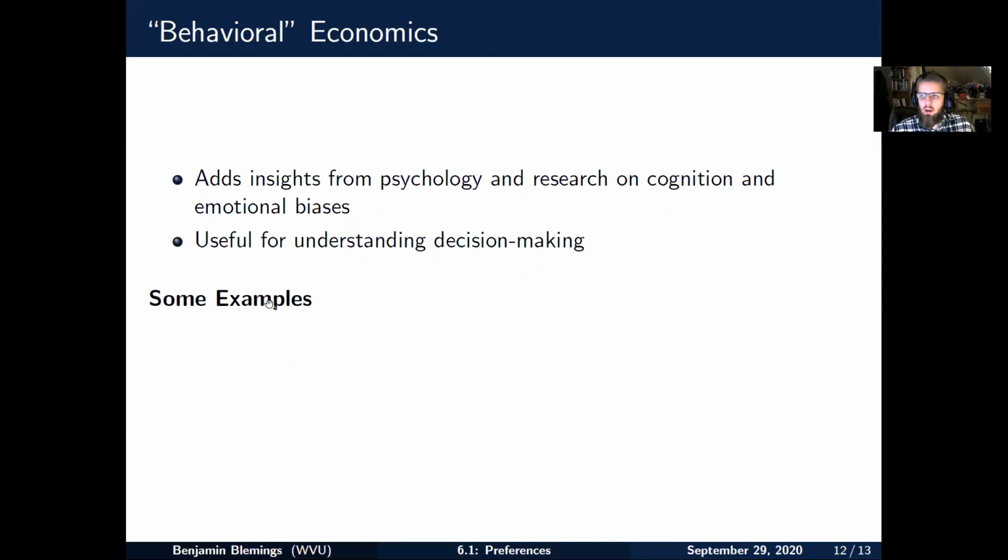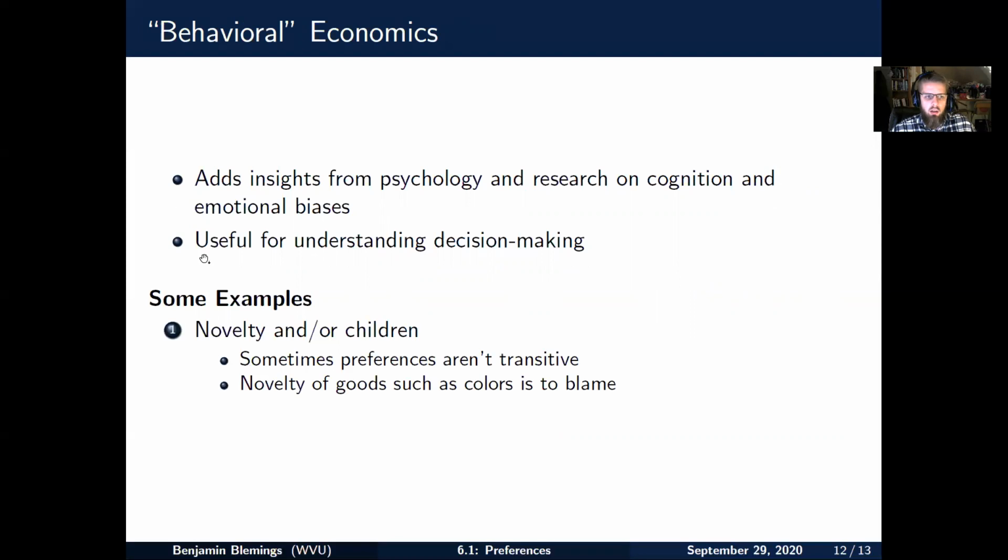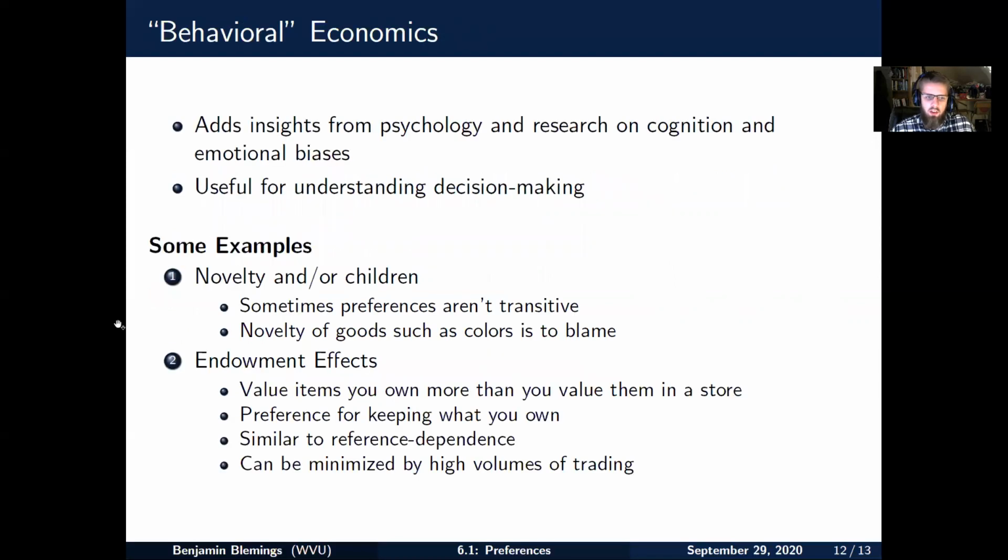And I don't want to discount that there is some behavioral aspect that economists have begun to incorporate into consumer choice, where we add insights from psychology and research on cognition that can be useful for understanding decision making. Some examples are novelty and children. Sometimes they don't have transitive preferences, and you can blame those things on novelty of goods. Another one would be the endowment effect. So you value items you own more than you value them in a store. You have this preference for keeping what you already own.